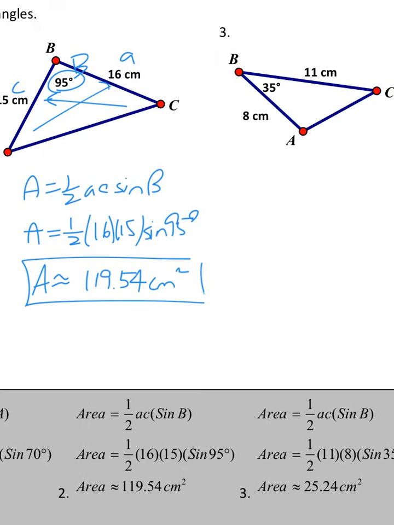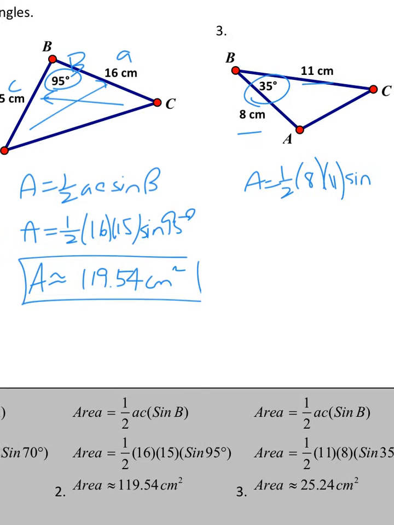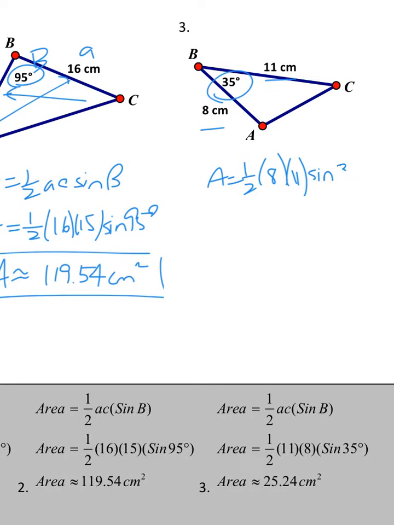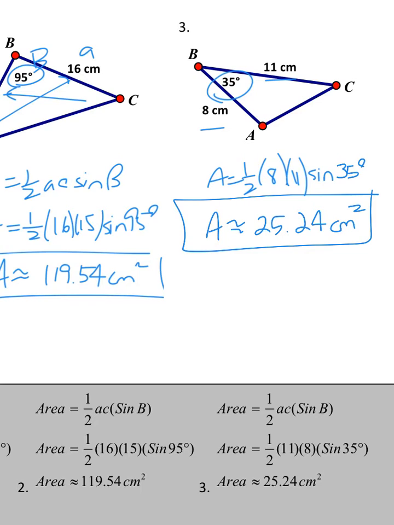And to look at the last one here, I'm just going to set up what I expect to see. So we have two sides and the included angle. I can do 1/2 of 8 times 11 times the sine of 35 degrees. And again, using your handy-dandy calculator and rounding to the nearest hundredth, it does look like you got 25.24 square centimeters. With that, go ahead and check in with me, please, so I can give you the additional practice.